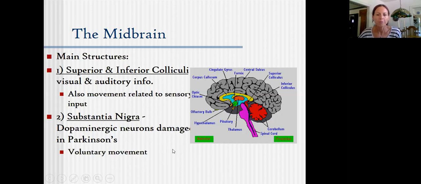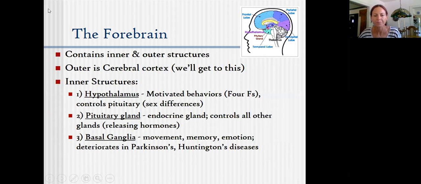My mother actually has Parkinson's disease, so I have a lot of experience with that.